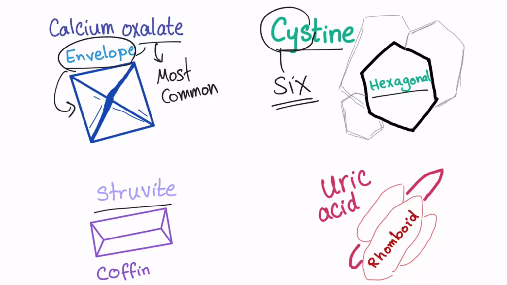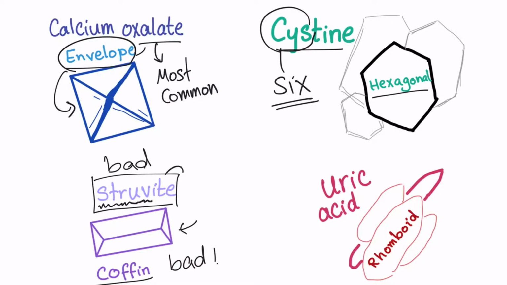We have the struvite stone. Struvite stones are bad, like really bad. The shape is coffin, which is bad. The way I remember it, you can say struvite as starve to death, and death is related to the coffin, of course. Last, we have uric acid. They are rhomboid in shape. The way I remember it, uric acid, sometimes gout comes into mind.